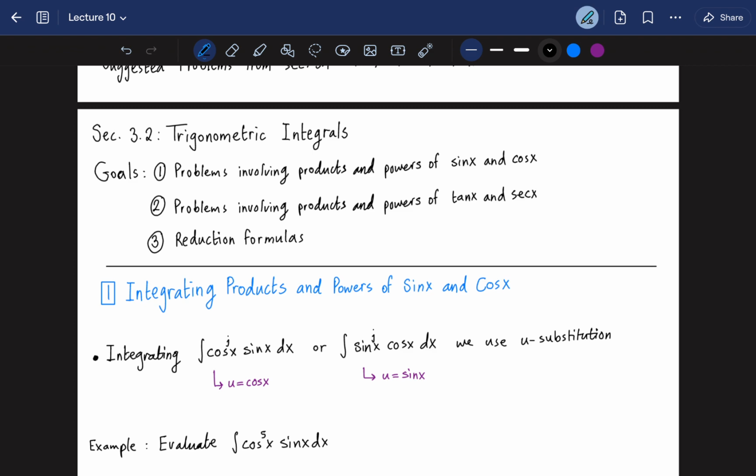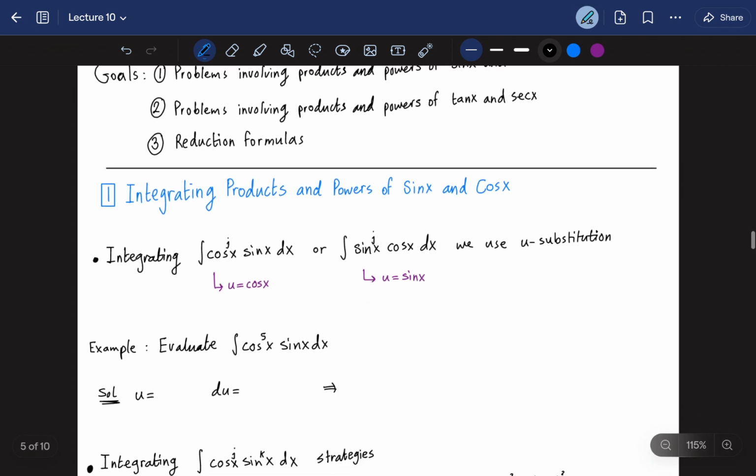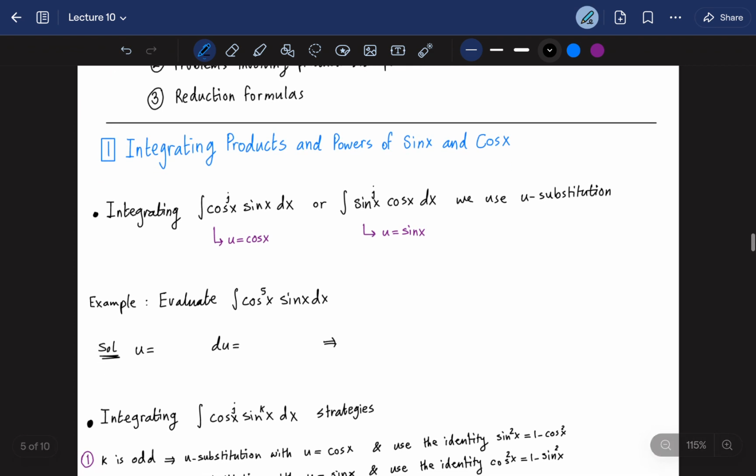So what we're going to use here is some u substitutions for some questions, and we're also going to use integration by parts to solve other problems. And in the end, we're going to talk about reduction formulas that might be helpful to integrate things quickly. So let's start with the first case where I have a product of sine and cosine.